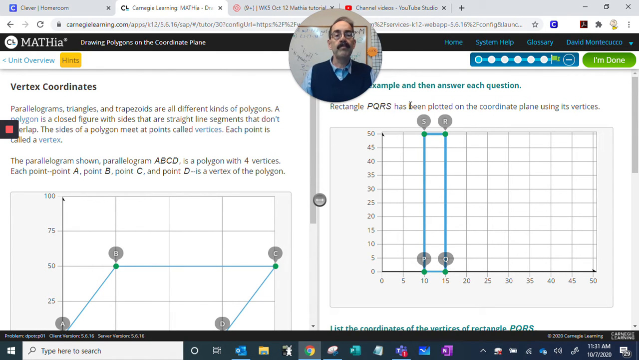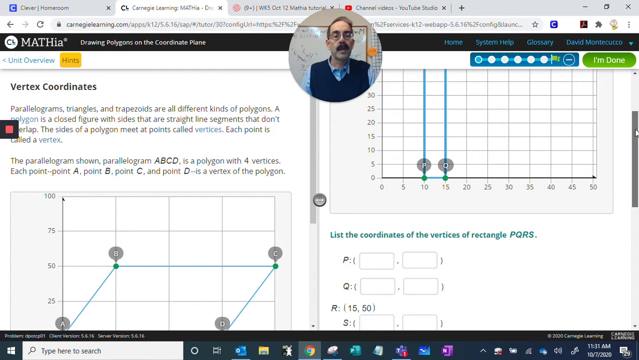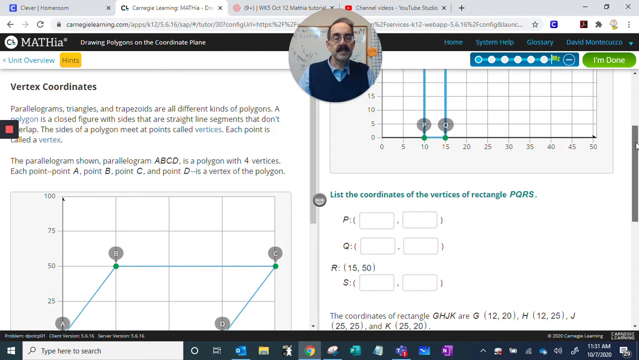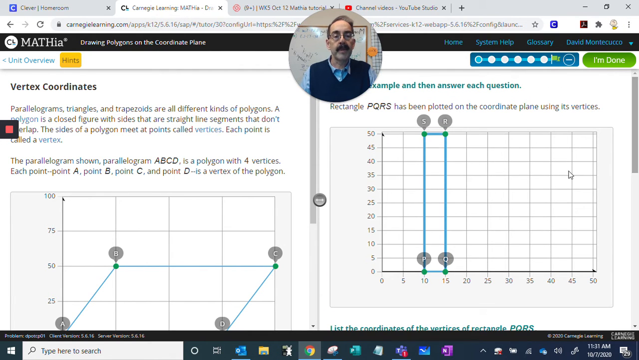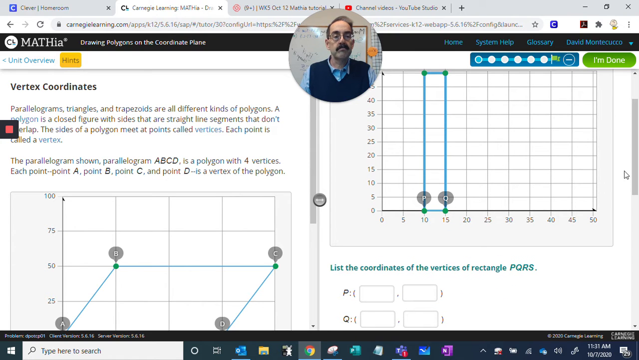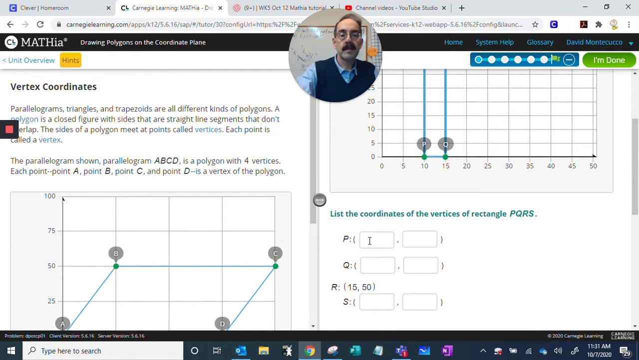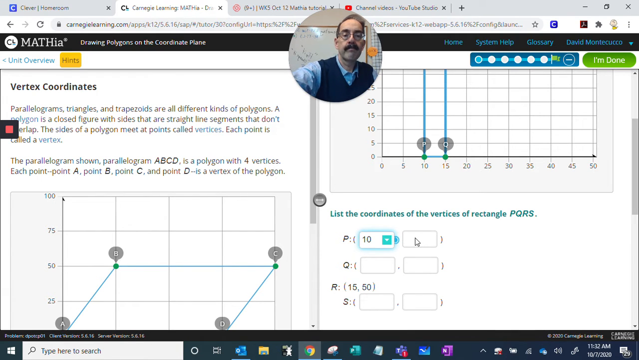Rectangle PQRS has been plotted on the coordinate plane using vertices. Scroll down a little bit. Now, we have to actually list the coordinate points. So let's look at P. 10, 0, isn't it? Isn't that just 10, 0? Let's try it. Put a 10, hit enter, 0, hit enter. Oh, we can do this.